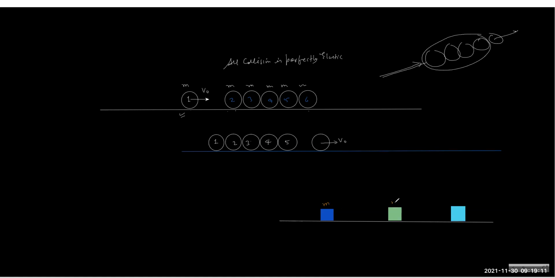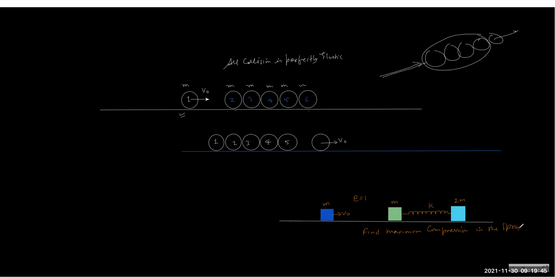M, M, 2. So that the spring is initially in the unstretched condition. The question is: find the maximum compression in the spring after the first block hits the second block.